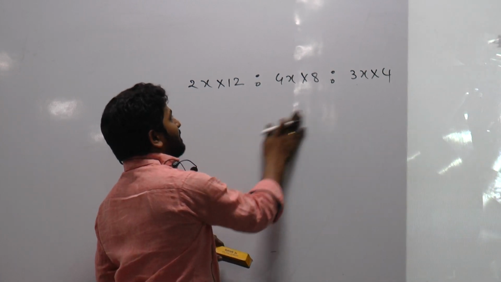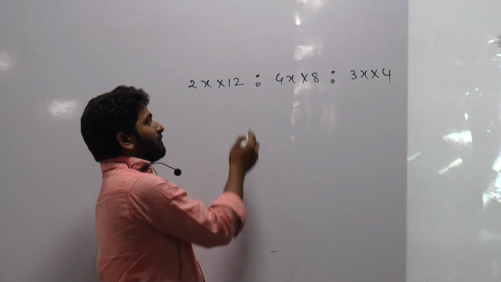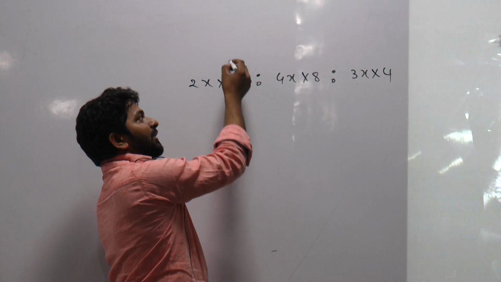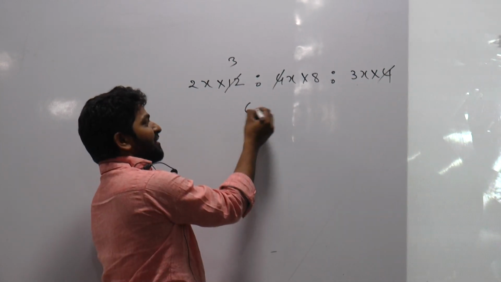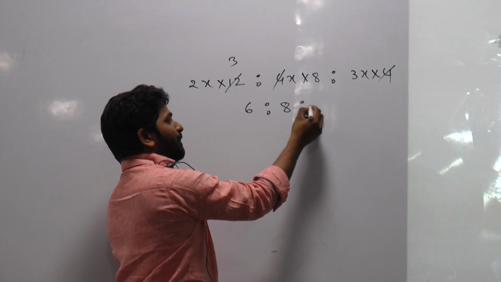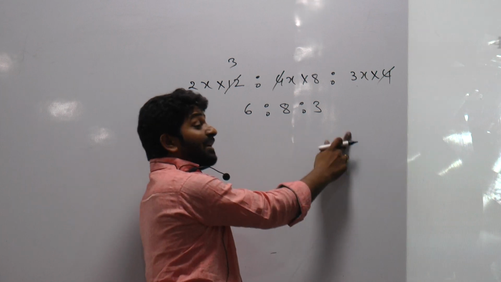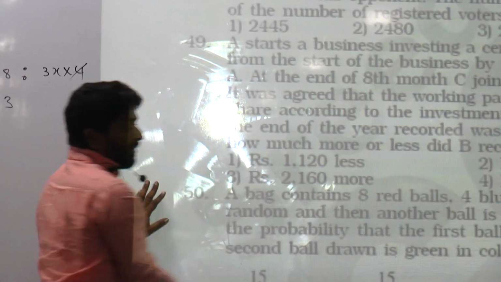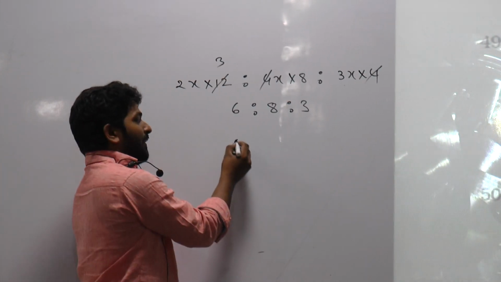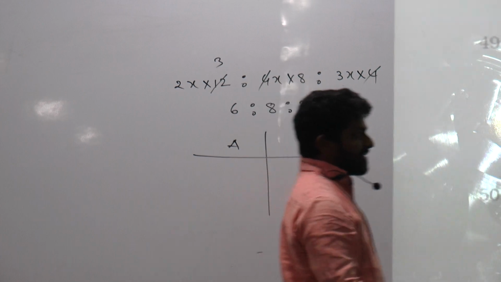Okay, got it. Fine. 4. 3 times. 4. 4. No more cancellation. So 6:8:3. So total how many parts we have? 17 parts. So A is a working partner. So let me calculate the amount received by A. A as a working partner receives 5%. What is 10% of this?